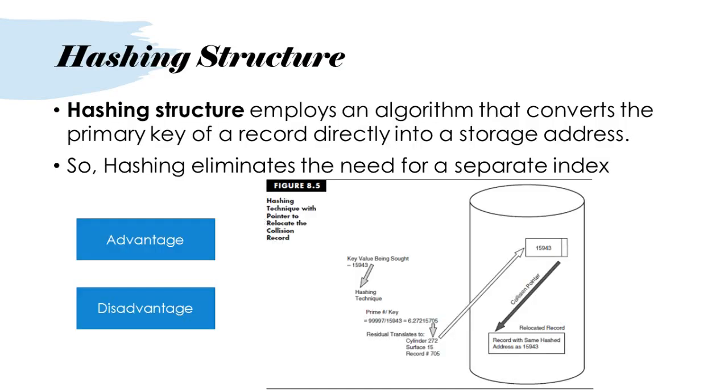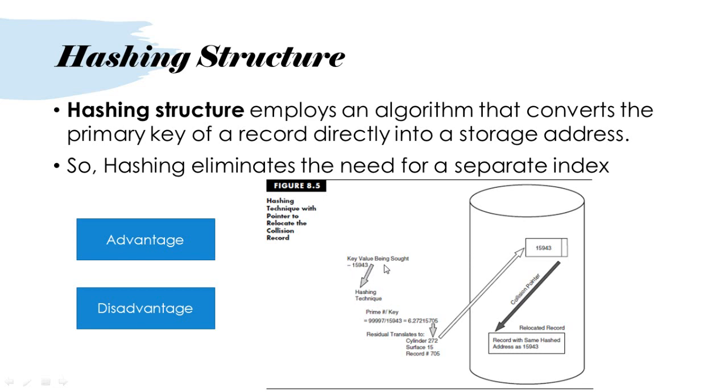Okay, the next is hashing structure. The hashing structure employs an algorithm that converts the primary key of a record directly into a storage address. So hashing eliminates the need for a separate index. We can see here the index is not separate, but when we use a hashing structure, we use a calculation. We call it hashing techniques.